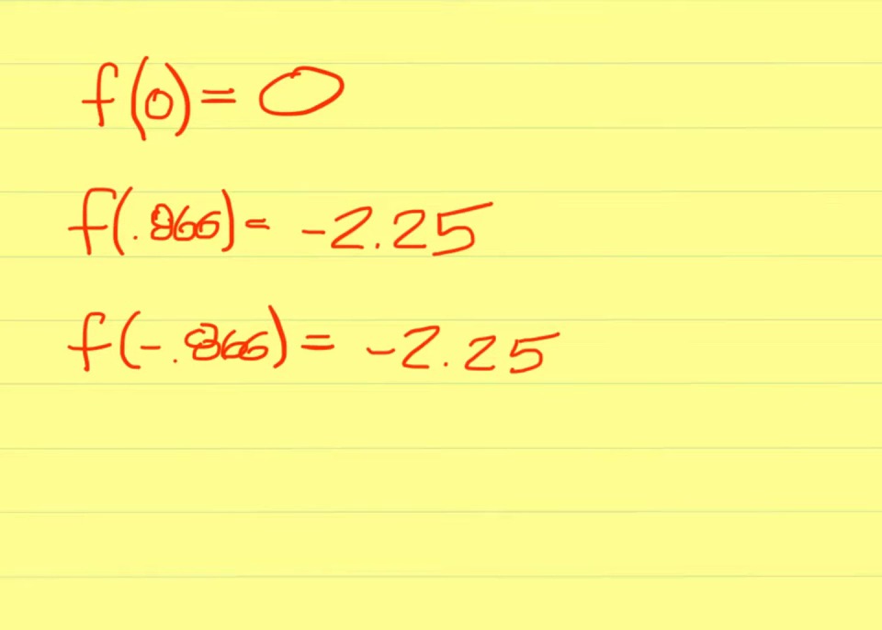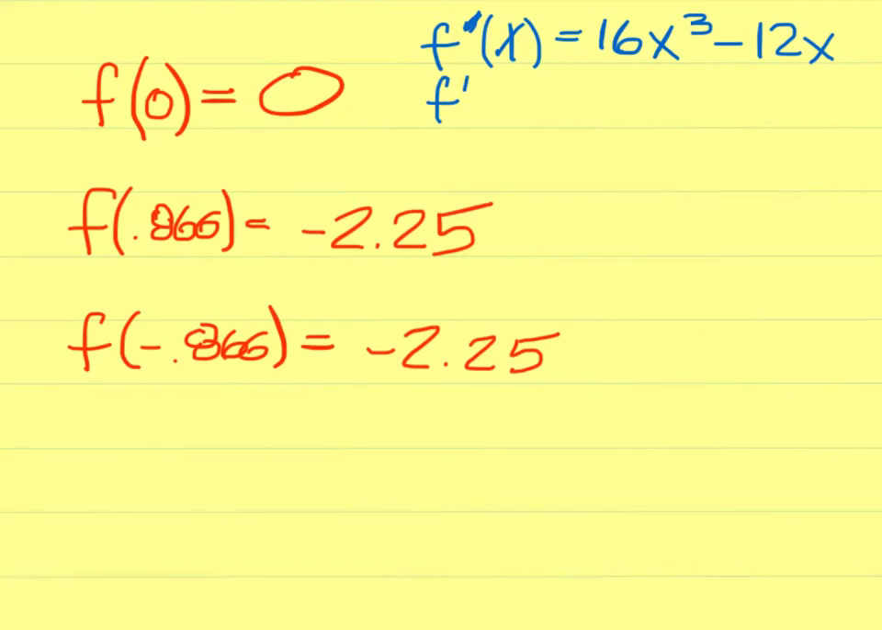We need the second derivative so we can do some tests here. Remember the first derivative came out to be 16x to the third, and then minus 12x. That's the first derivative. Now the second derivative comes out to be 48x squared and then minus 12.